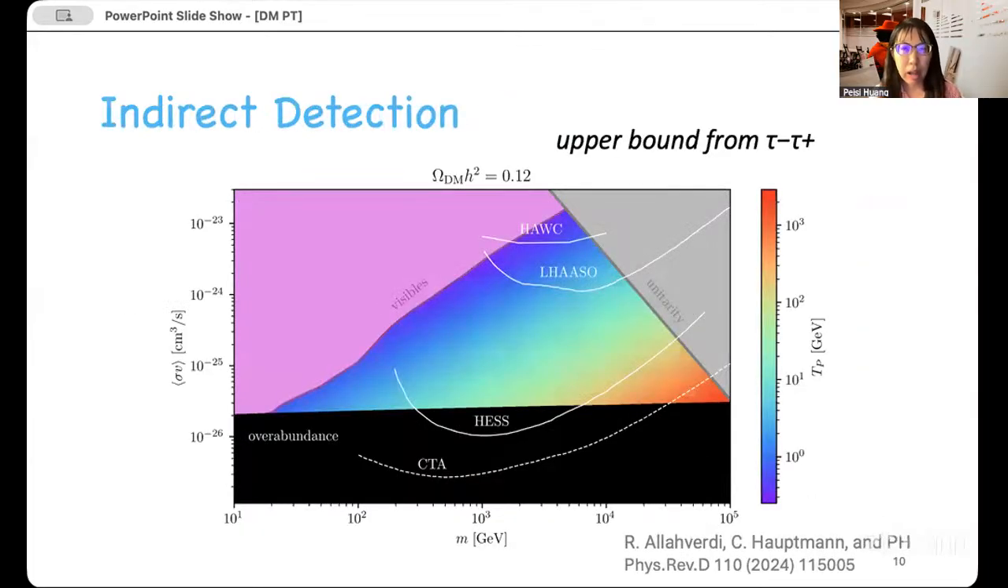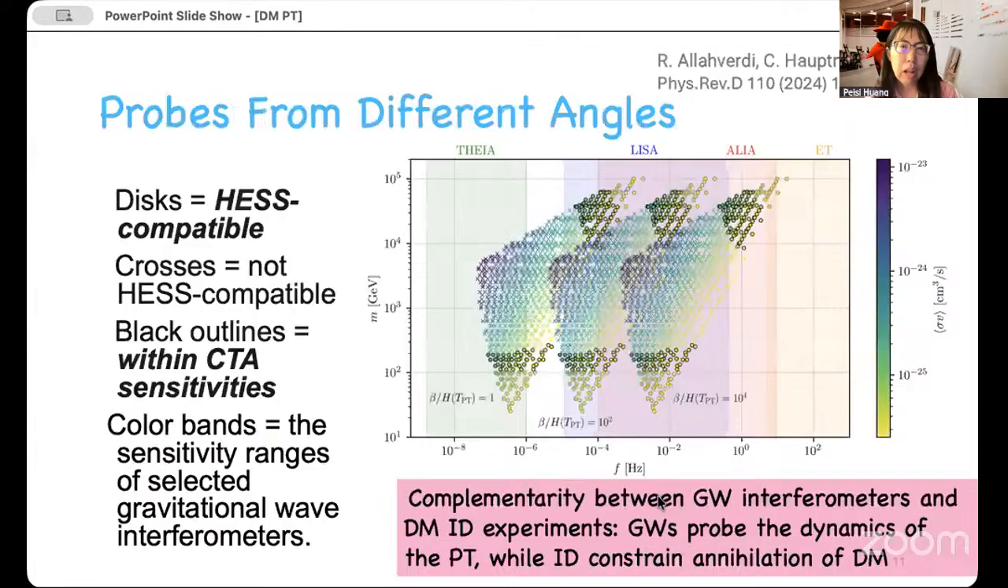And also, we have another probe from dark matter indirect detection. Here we plot the upper bound from tau plus tau minus. So the current exclusion line is from HESS, and we also have the future experiments from CTA. The good thing about this model, as I mentioned, is it allows probes from different experiments.